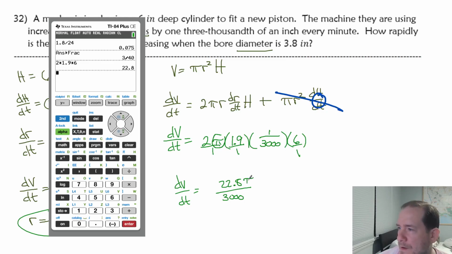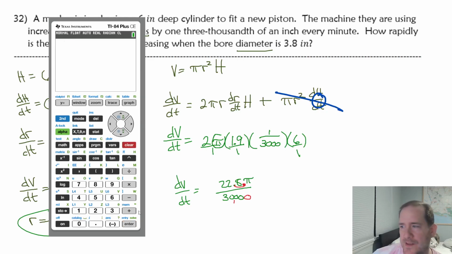pi. And again, I'm desperately begging you not to leave decimals. So if you want to just kick this decimal over one place, then you're just multiplying by 10. So multiply the bottom by 10, and you land on 228 pi over 30,000. Or again, you've got your calculator. Let your calculator do the work. What did we just have? We had 22.8. As long as you leave the pi out of your calculation, your calculator will do this for you. Divided by 3,000. Press enter.